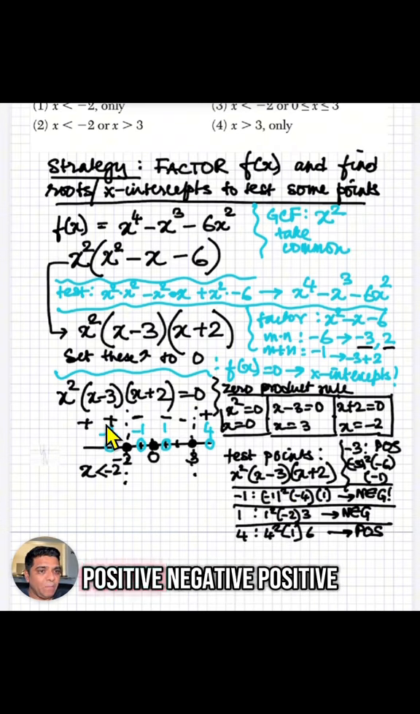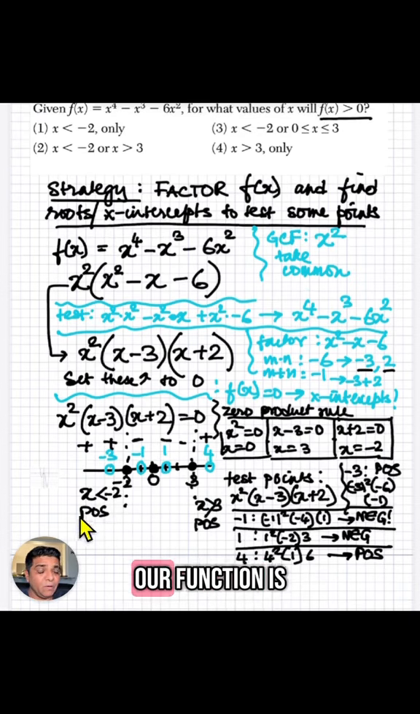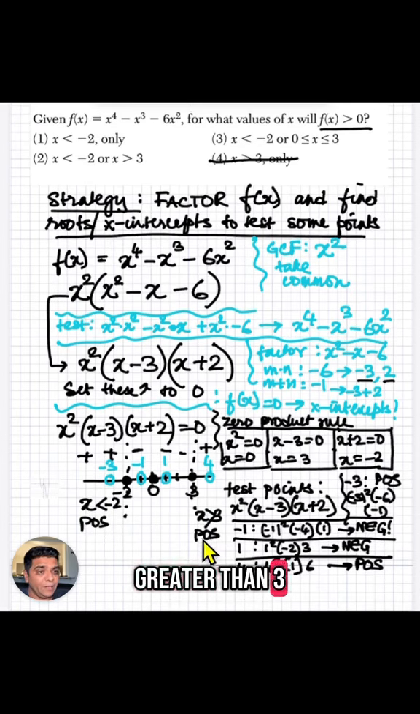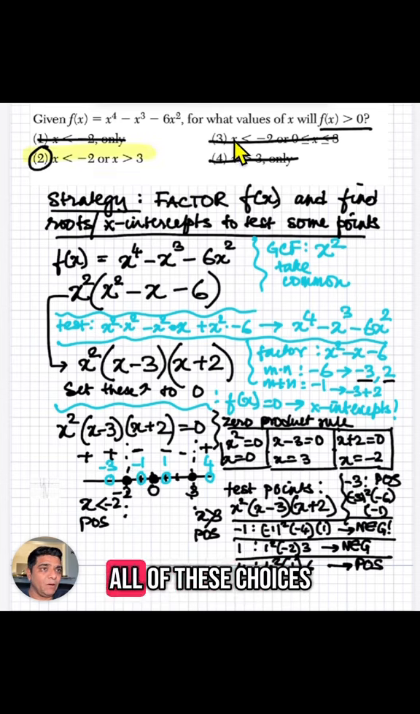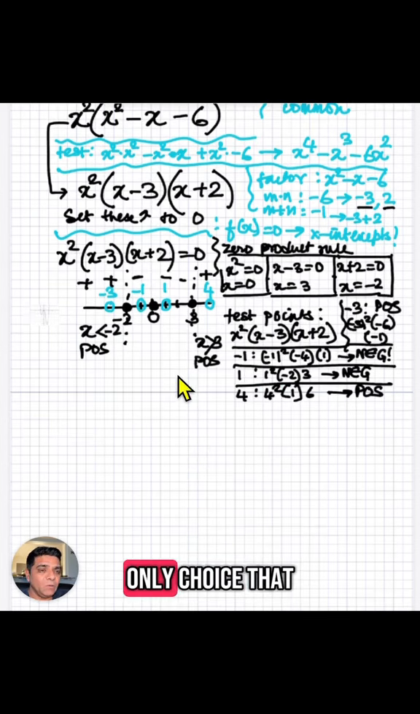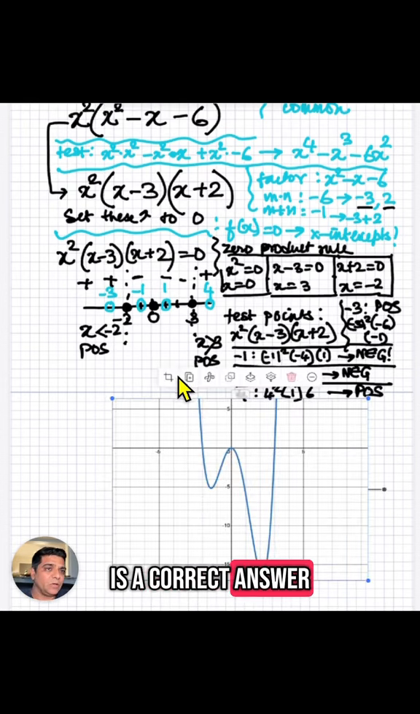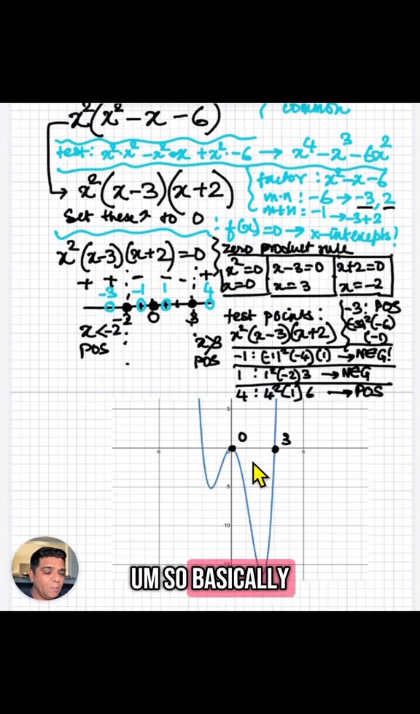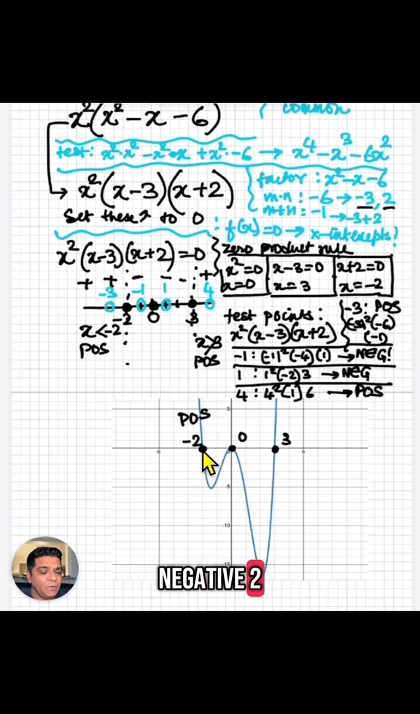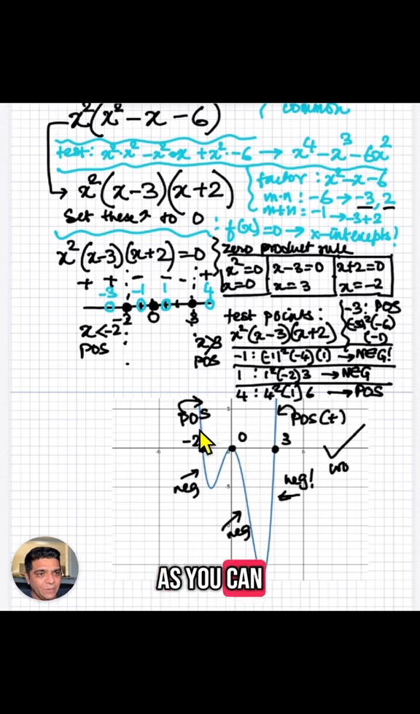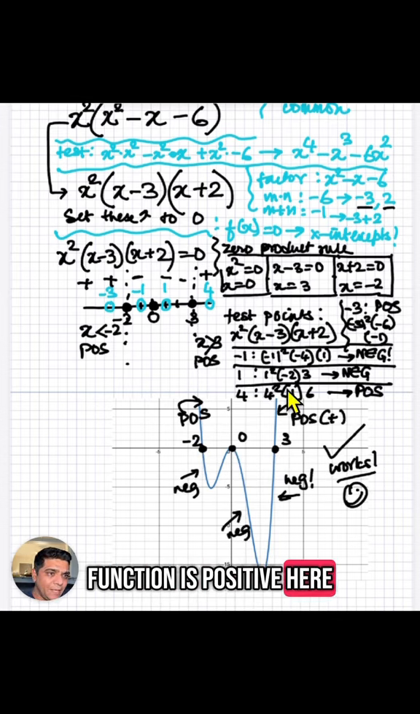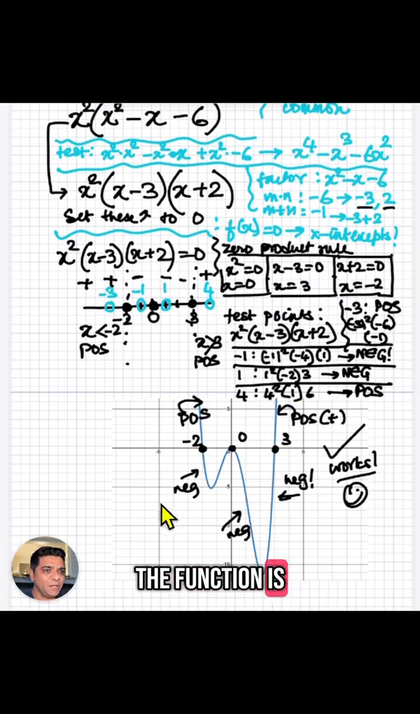So you see, positive, negative, positive. So when x is less than negative 2, our function is positive. When it's greater than 3, it's positive. Everything else is negative. So of course, we're going to cancel all of these choices, and that's the only choice that is a correct answer. So basically, negative 2, 0, and 3 are x-intercepts. The function is positive here, as you can see, and the function is positive here, as you can see. Everything else, the function is negative.